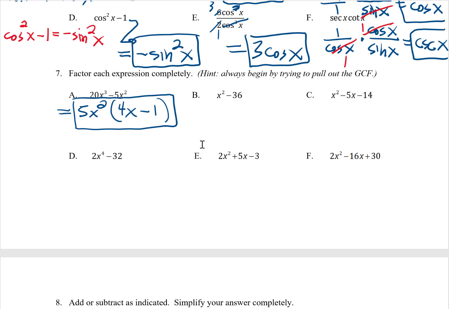Letter B is what's called a difference of squares. It's a subtraction problem. The first item is a perfect square, x times x.